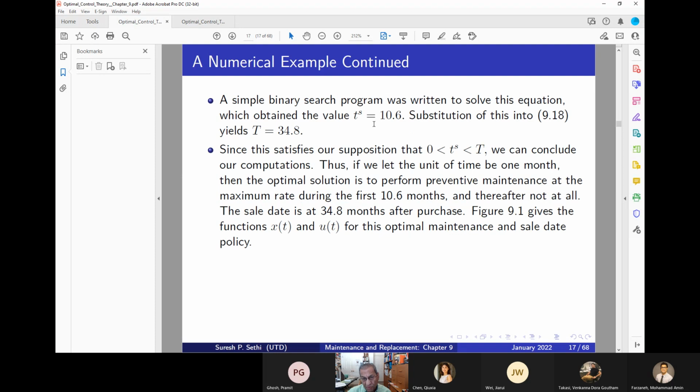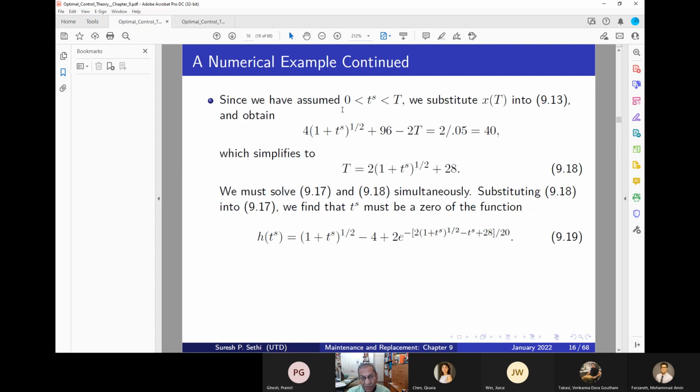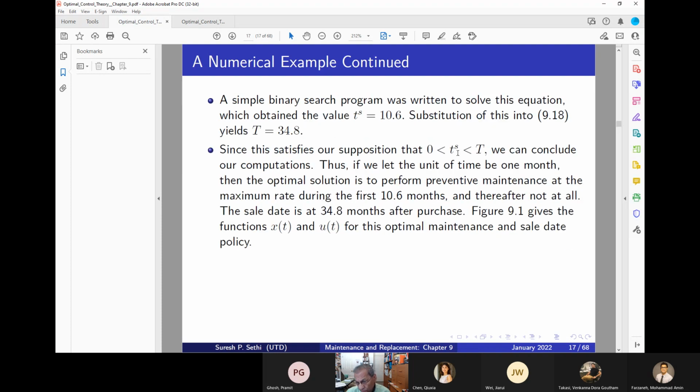So TS is 10.6 and T is 35.8. So we have no anomaly here. We actually have that, and that was our assumption to begin with. If we begin with that assumption and we solve the problem, and we get that, then we are done. And so we can basically see what the solution is.